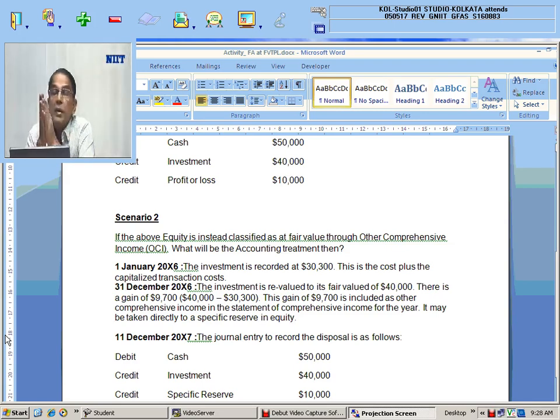I hope the example makes it quite clear regarding the initial measurement of a financial asset, the subsequent measurement of a financial asset, and how profit or loss from the investment is treated, what the accounting treatment for that is.